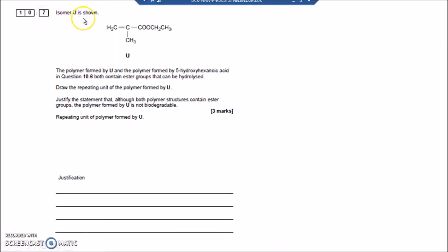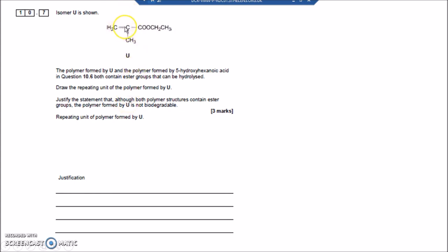Question 10.7, isomer U. I've got an isomer with a carbon-to-carbon double bond, and it says draw the repeating units of the polymer formed by U. So what I usually do is, when I have the double bond here, I usually put these two groups and these two groups pointing up and down. So I usually put an H pointing up and an H pointing down for those two H's, and a CH3 pointing down and all of this group pointing up.